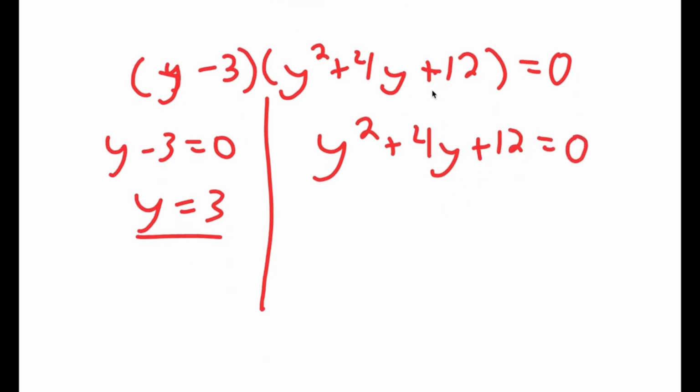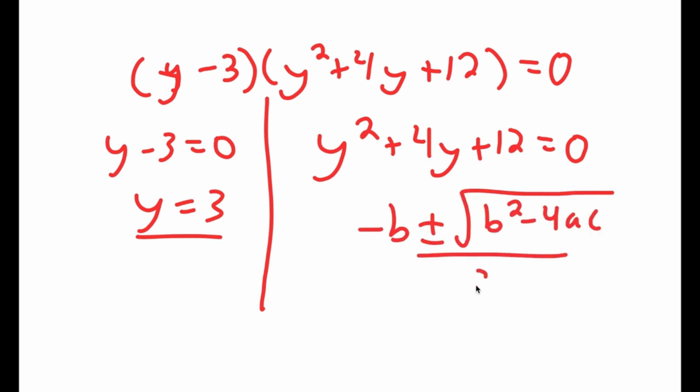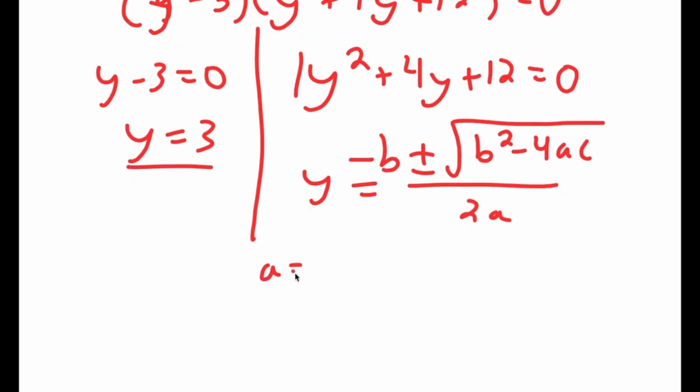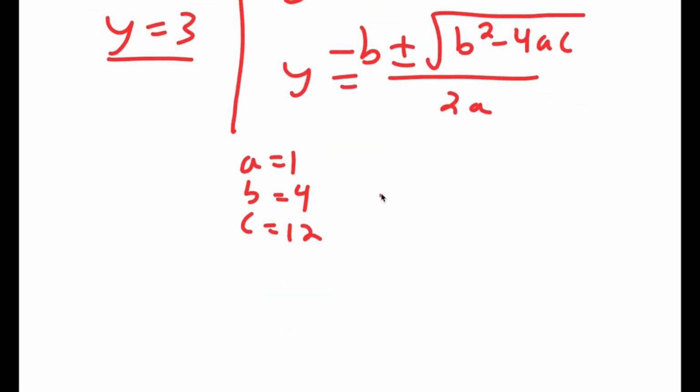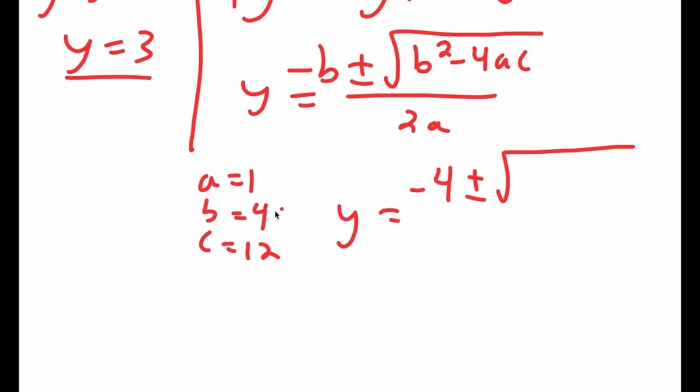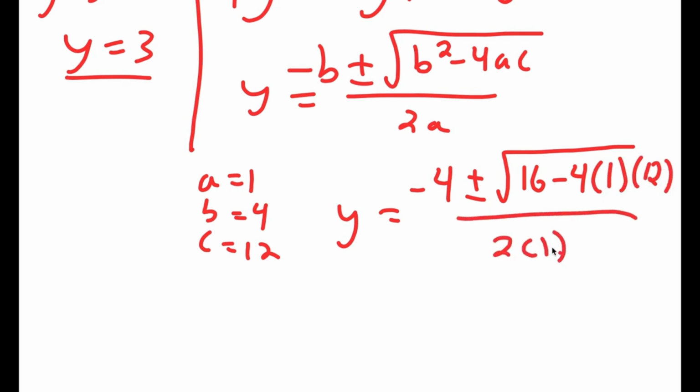And to solve this, we have to use the quadratic formula, which is negative b plus or minus the square root of b squared minus 4ac all over 2a. So in this case, a is 1, b is 4, and c is 12. So I get y is equal to negative 4 plus or minus the square root of b squared minus 4ac. b squared is 4 squared, which is 16, minus 4 times a, which is 1, times c, which is 12, all over 2a, so 2 times 1.